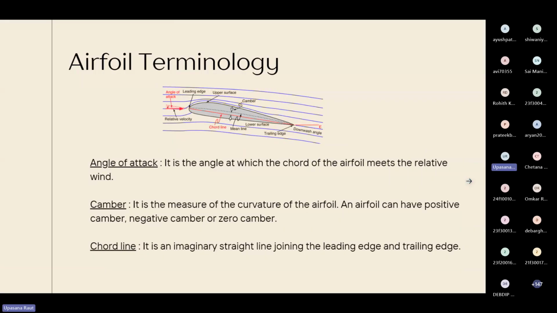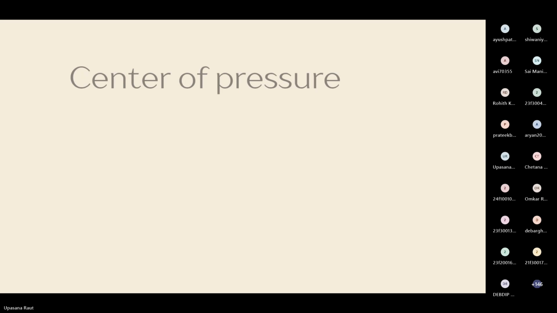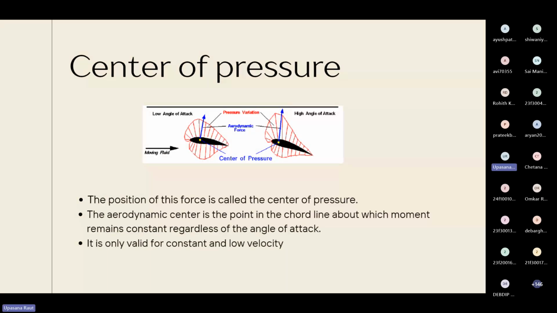Now we know the airfoil terminology. Now, like I said, the airfoil is designed to manipulate the flow of air around it. When it does manipulate the flow, there are some pressure variations which are formed around it. Why are these formed? We'll learn a bit later. But these pressure variations do create something called a center of pressure.